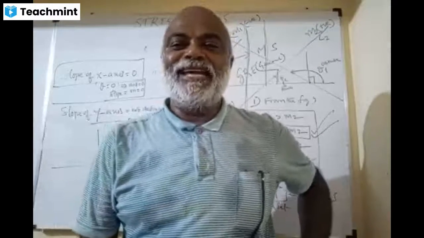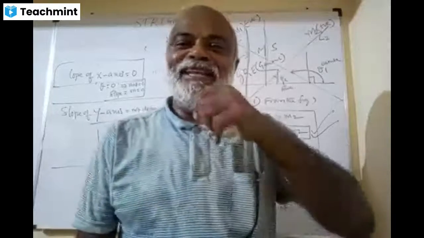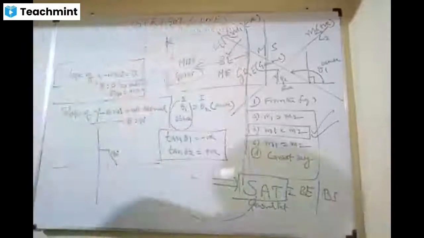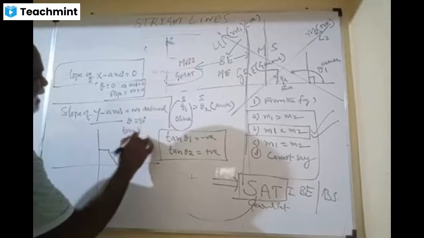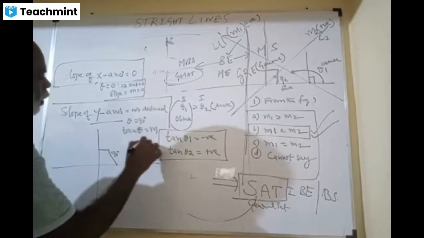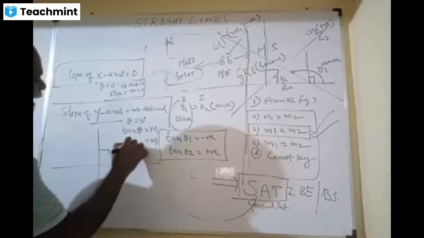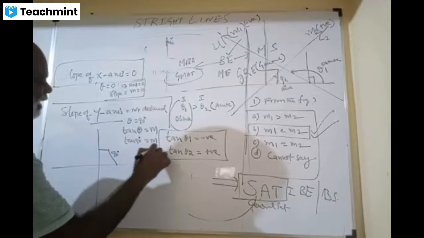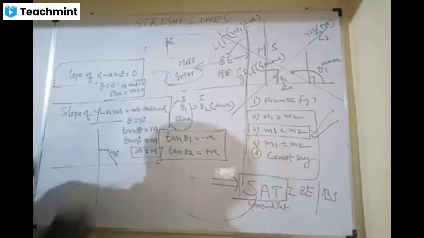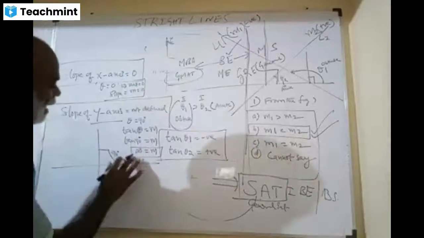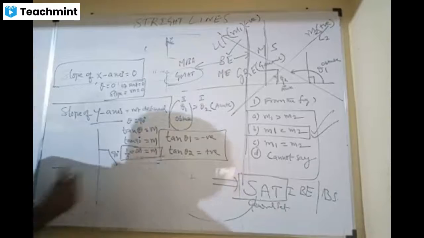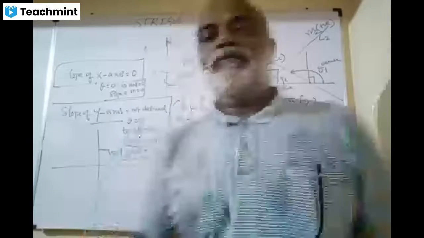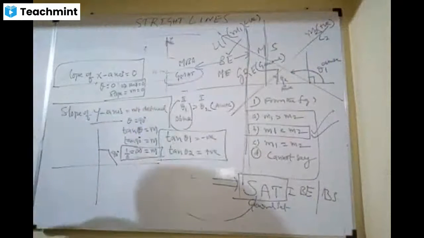Theta equal to 90. Tan theta is what? Tan theta is slope. m equals tan 90. What is tan 90? Not defined, 1 by 0. Either you can write infinity or you can write 1 by 0. Clear? Yes, sir.